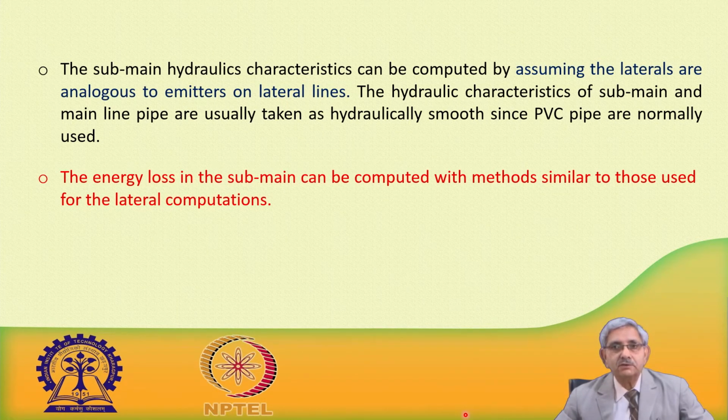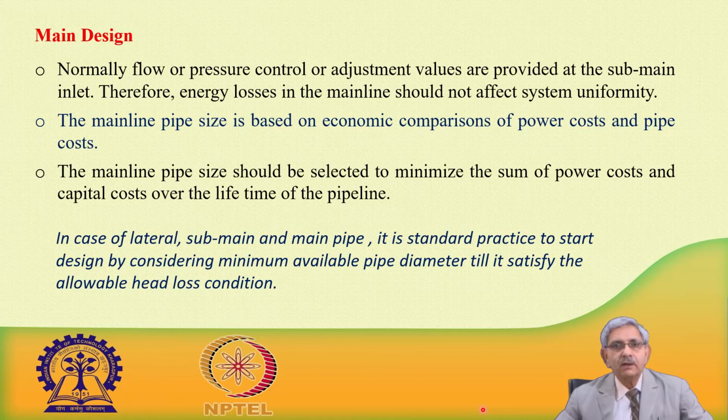So, the hydraulic characteristics of submain and main pipes are usually taken as hydraulically smooth pipeline, because they are made of PVC. Normally these are used, PVC or HDPE, which is a plastic material. So, they are smooth pipelines, and it can be assumed in the same way. The energy loss in the submain pipe can be computed with methods similar to those used in the lateral case.